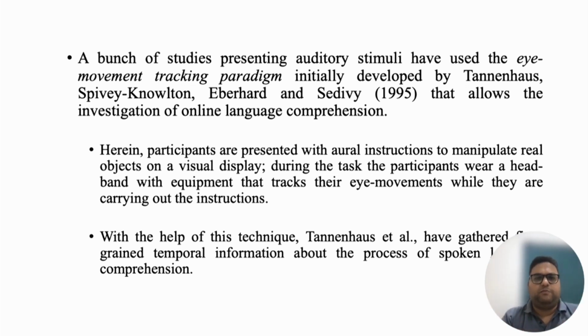Let's say the visual display is divided into 4 quadrants, A, B, C, and D, and in response to the instructions which you are hearing on the earphones, you have to move your cursor from point A to point B to C, and so on and so forth. Basically, what is happening here is that the experimenters are checking your online comprehension of the instructions and looking at how your eye movements are changing in response to these instructions.